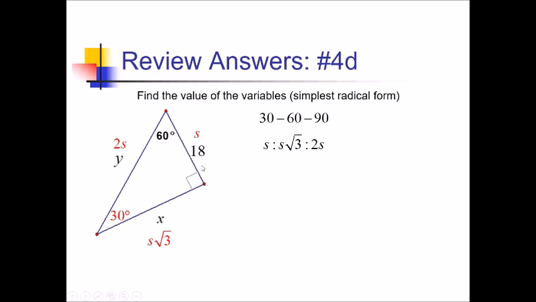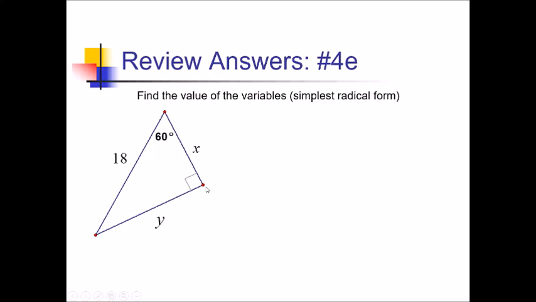So the info they gave me was this 18 side. Since that's equivalent to my s part of my ratio, I can write s equals 18. And now that I know s, I got that pretty quickly, I can go ahead and plug that in to figure out x and y. X we see is s radical 3. So that means we really have 18 radical 3 for x. And then for y, that's going to be 2s. So 2 times the 18 that I found for s, which gives me 36.